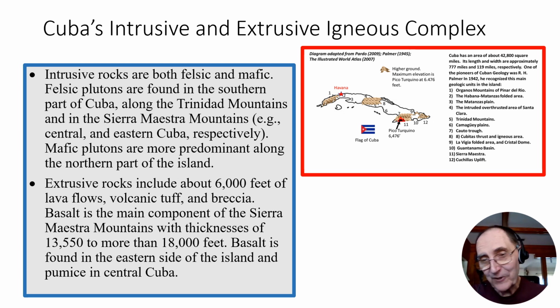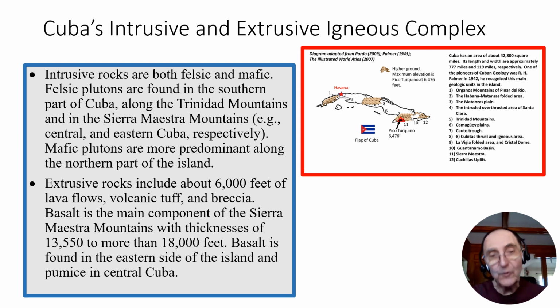Now, there are plenty of igneous rocks in Cuba. The intrusive rocks that we find on the island are both felsic and mafic. Felsic plutons are found in the southern part of Cuba, along the Trinidad Mountains, and in the Sierra Maestra. So we're talking the central and eastern portions of the island. Mafic plutons are more predominant, if you will, along the northern part of the island.